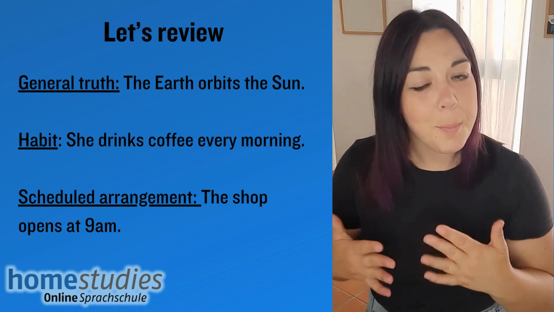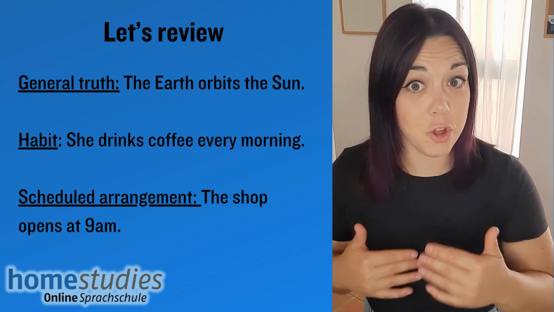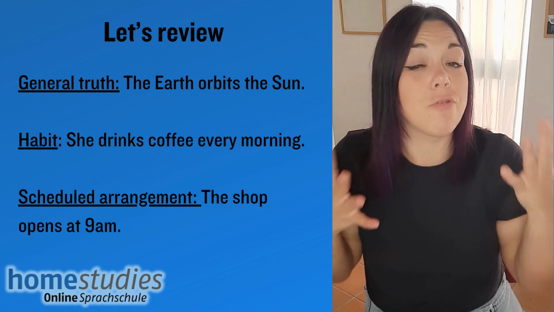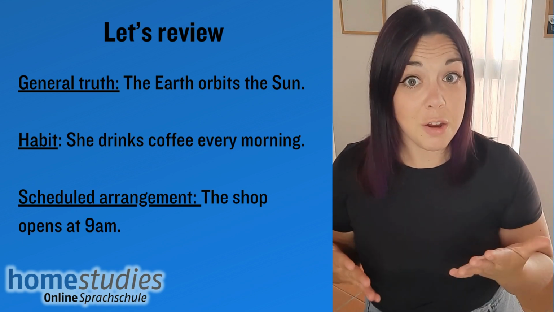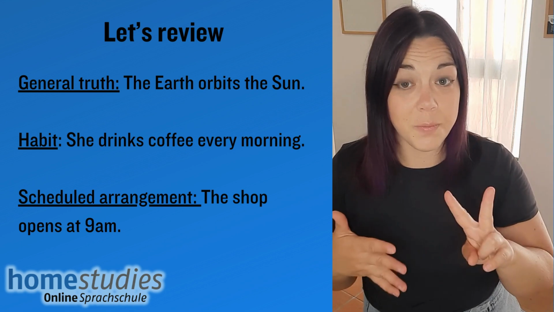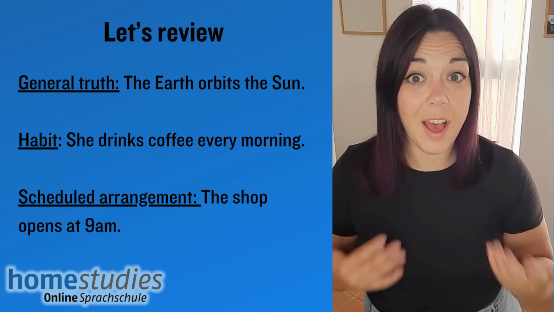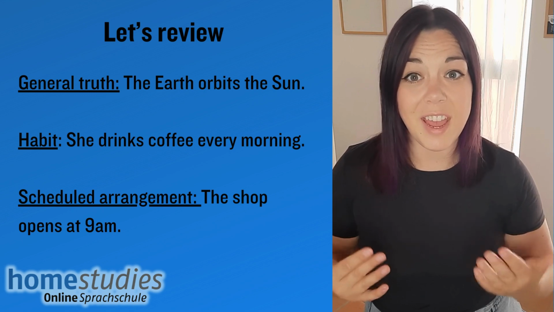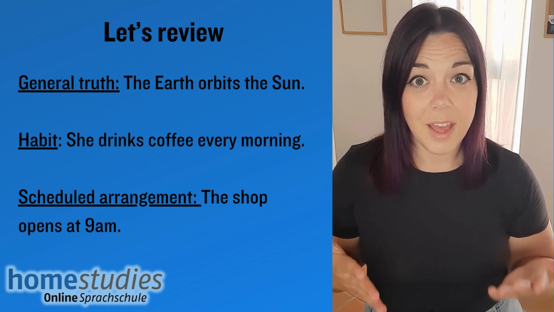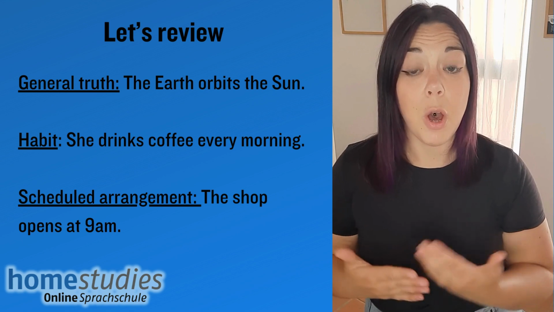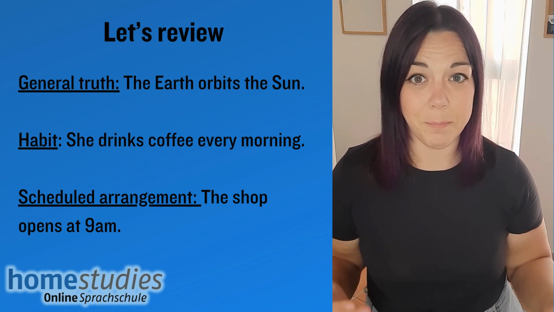Let's just look at a couple more examples to illustrate those points so far. So, number one, a general truth: the earth orbits the sun. Number two, a habitual action could be she drinks coffee every morning. And a scheduled arrangement could be the shop opens at 9 a.m.